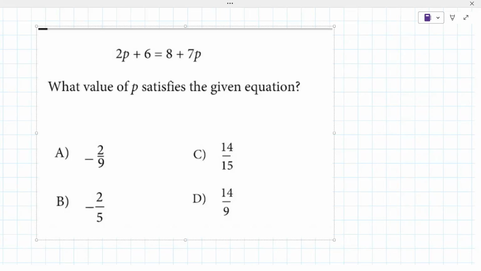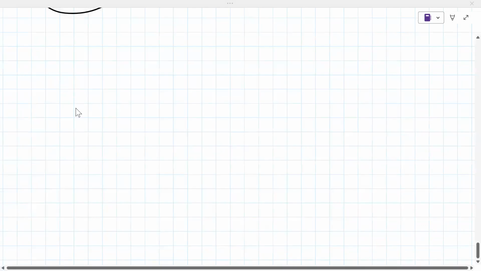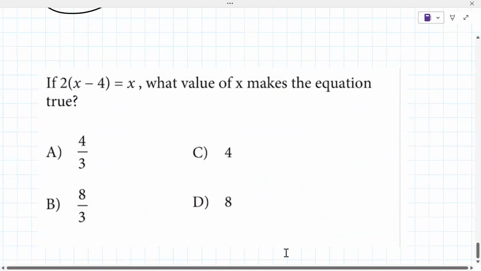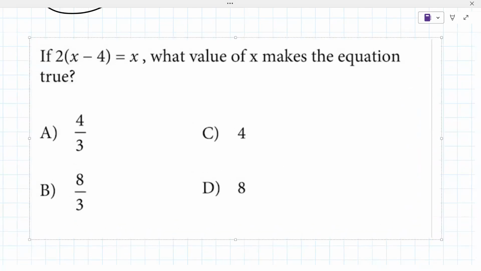Okay, it is B. All right. Now, how confident are you in your answer? Definitely more confident than before. Good. All right. So what if you get a question like this, where some of the answers are fractions and some are whole numbers? Do you try the answers?